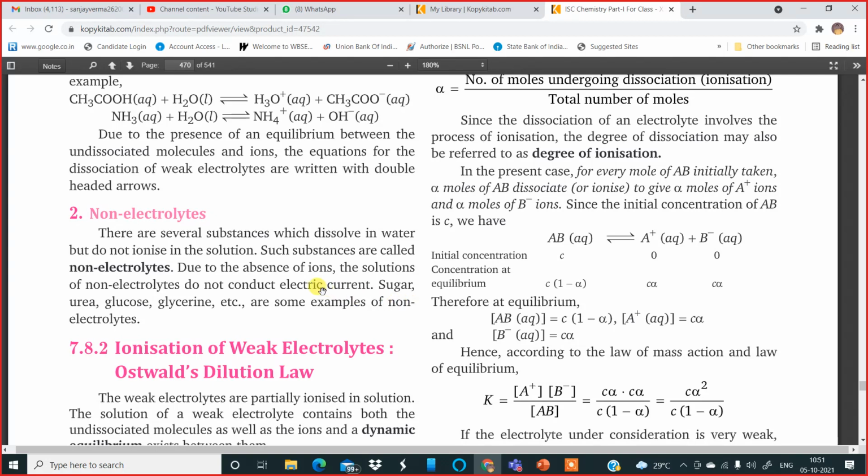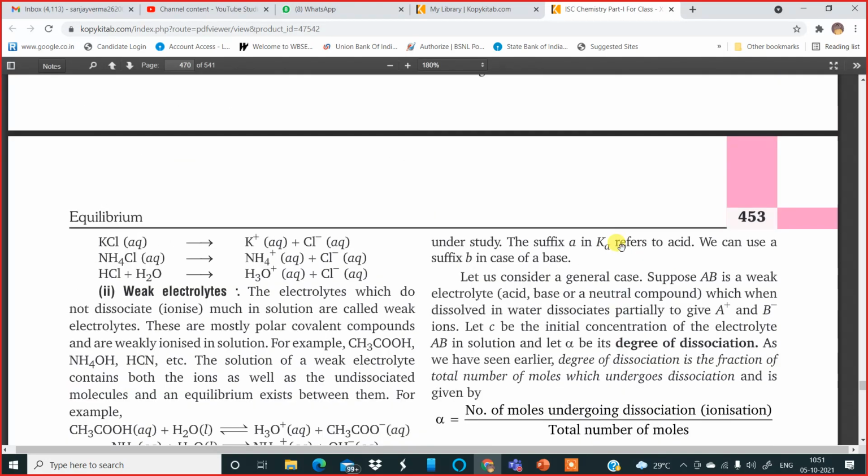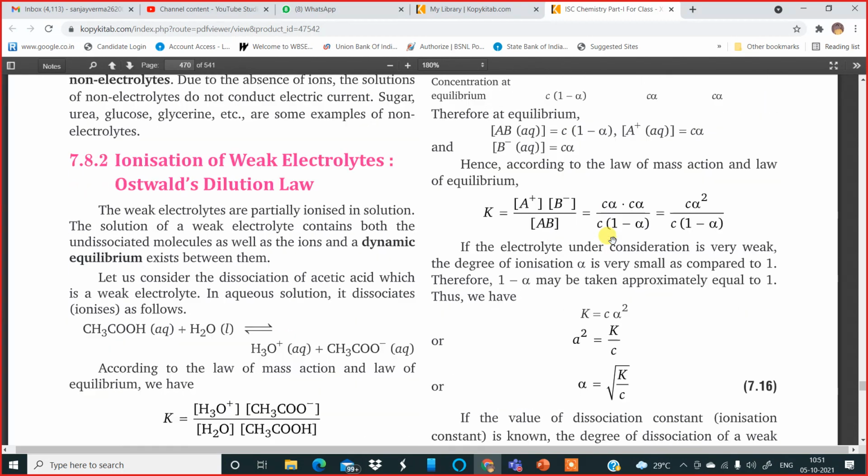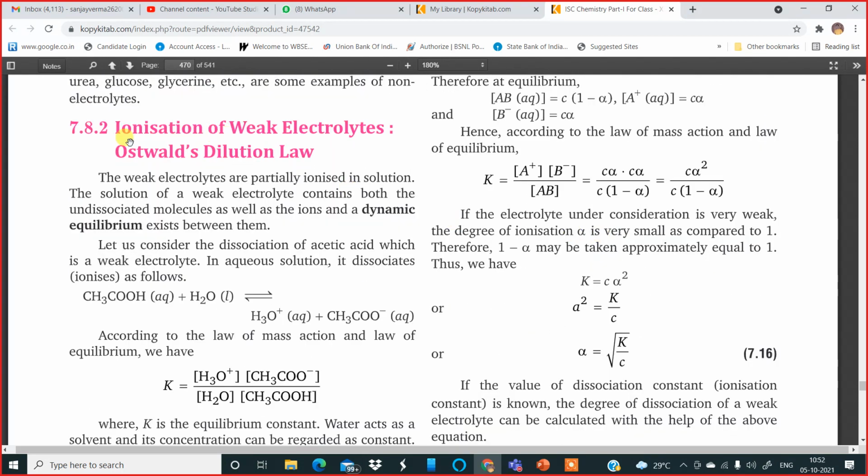After this, let us try to understand a very important law in chemistry, which is called Ostwald's dilution law. Here, we consider the ionization of weak electrolytes. Under this heading, we will learn what Ostwald's dilution law is. With increase of dilution, the number of ions also increases. Keep that in mind.